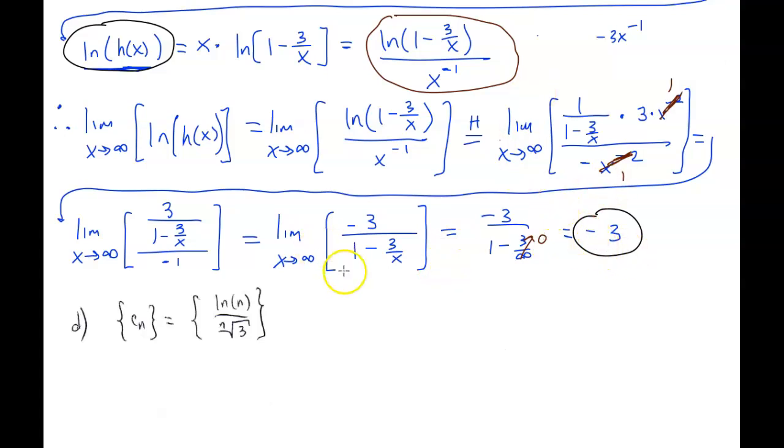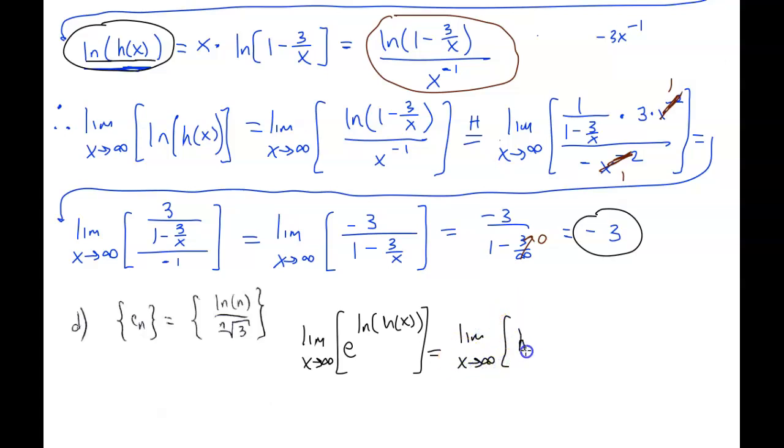So now that we're here, what we do understand now is that since we were looking at the natural log of h of x, we know that e raised to the natural log of h of x is just going to be h of x. Okay, so that means if I was to do the limit as x approaches infinity of e raised to the natural log of h of x, then what that would tell me here is that I would essentially just have the limit as x approaches infinity of h of x.